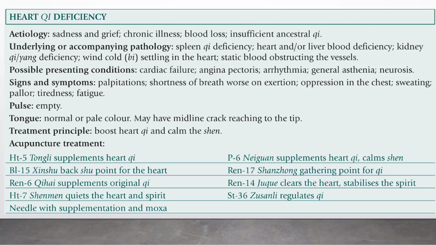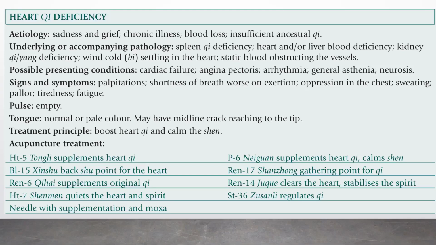Signs and symptoms: there is palpitation, shortness of breath, worse on exertion, oppression in the chest, sweating, pallor, tiredness, fatigue. The pulse is empty and the tongue is normal or pale in color, and may have midline cracks reaching to the tip. The treatment principle is to boost the heart qi and calm the shen.